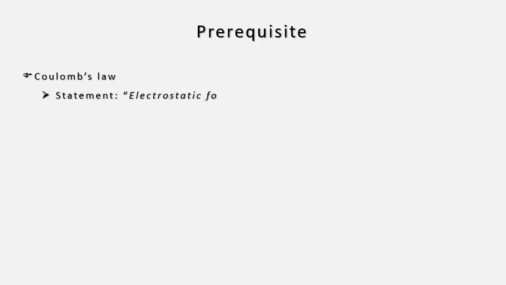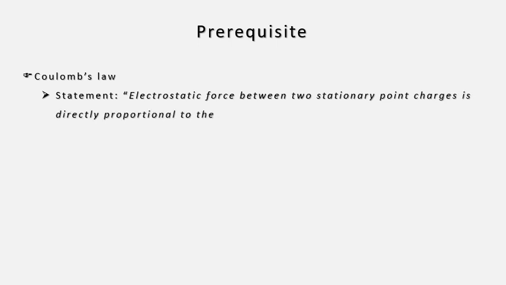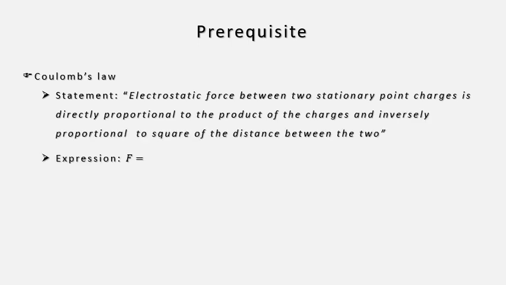So we know that it is the law which gives us electrostatic force between two stationary point charges, and formula, if we see, it is 1 by 4 pi epsilon 0 q1 q2 by r square, can also be written as k q1 q2 by r square, only when the medium is vacuum, not otherwise. So we need to be careful there.